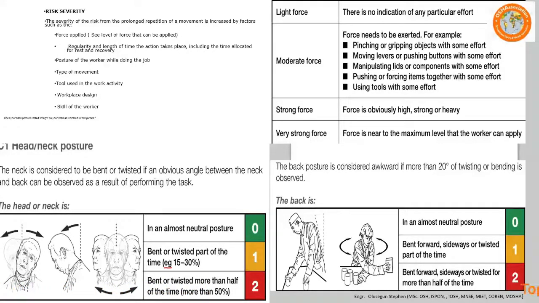In an almost natural position, when you are straight and you can stand or sit down straight, or stand straight to do that job, the risk is zero. That is green, which is okay. As long as you begin to bend or twist part of the time, at least between 15 to 30%, you are now on amber. By the time you bend or twist more than half of the time, then your risk is very high. You are now on red. The risk is very high, which is very, very important.